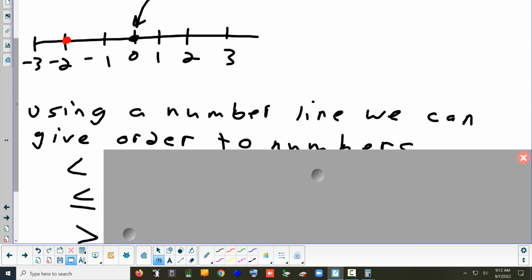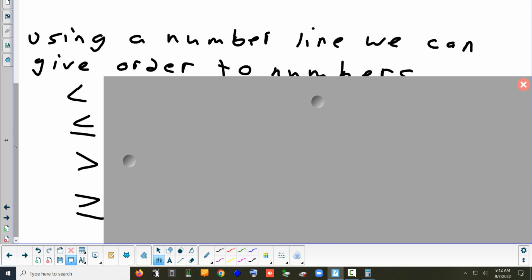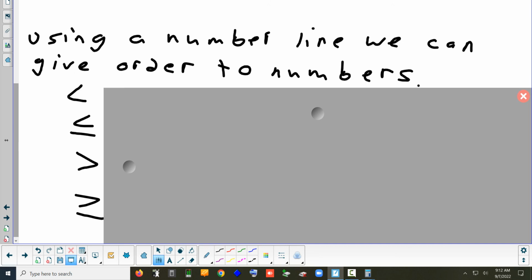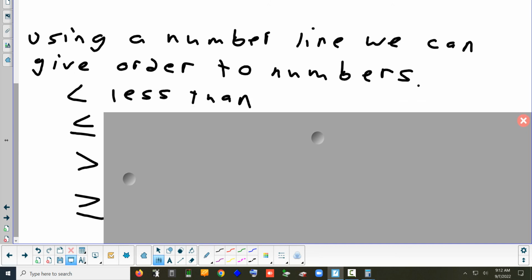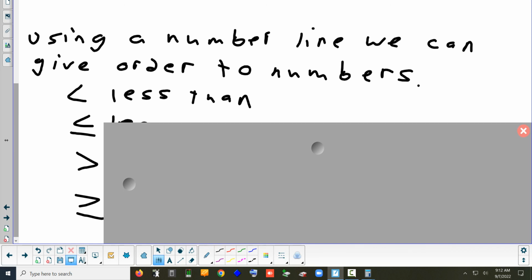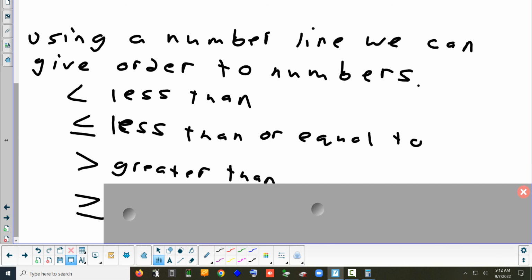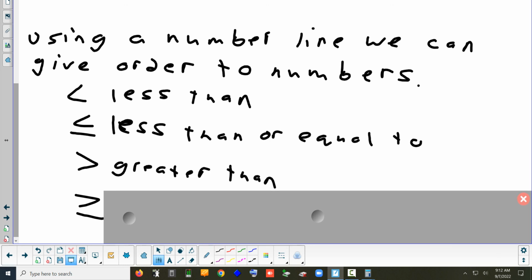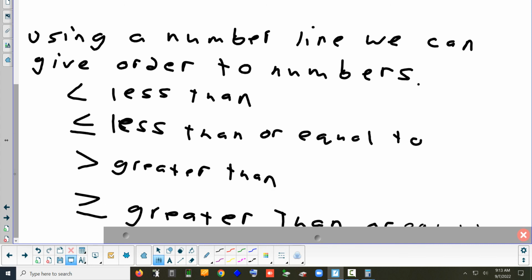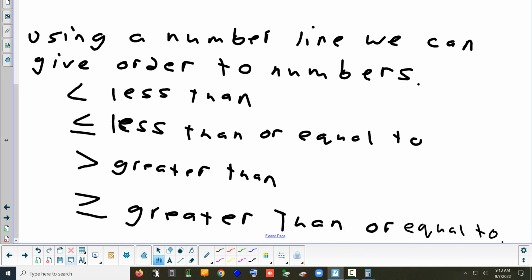So let's go through the symbols, just make sure we remember the names. The top one is less than. How about the next one, when you put the line under it, Ashley? Less than or equal to. Yep. The third one? Greater than. And of course, the last one, when you put the line under it, greater than or equal to. So those are our four symbols.